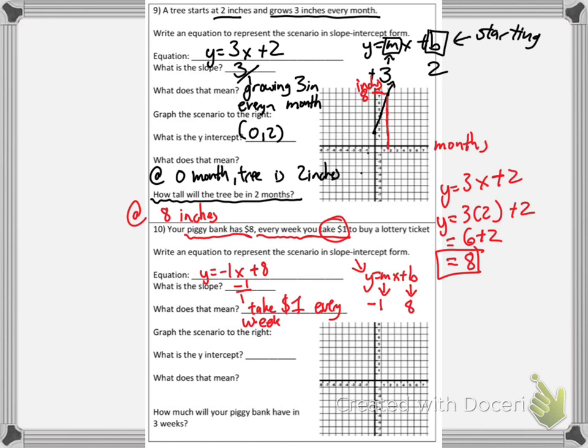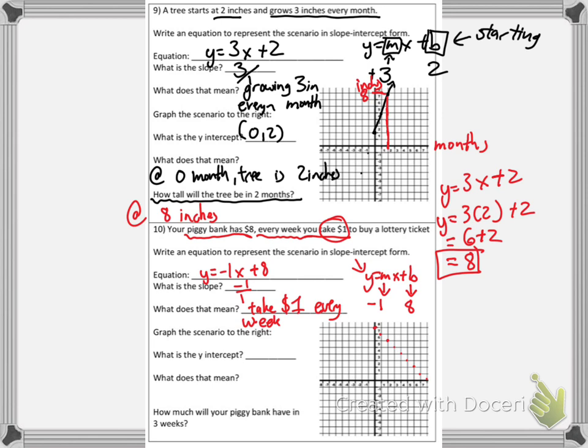Graph the scenario to the right. So let's go ahead and graph it. We're going to start at 8. Where do we start? Let's start at 8. So here's 8. And then we're going to go down 1, right 1, down 1, right 1, and continue the pattern.